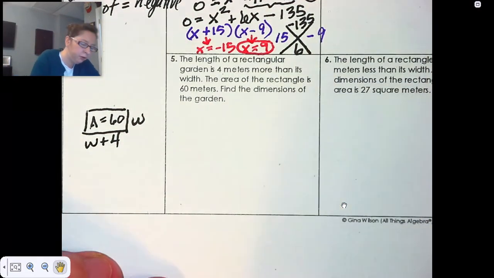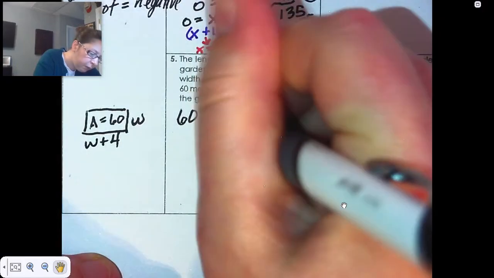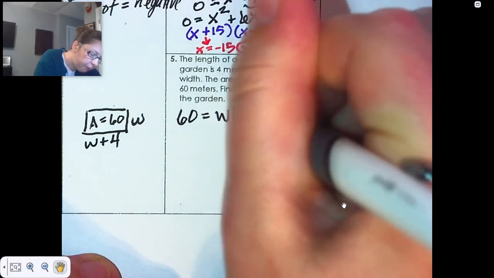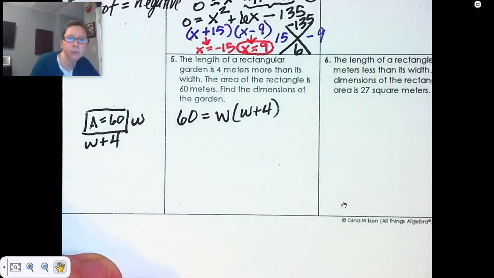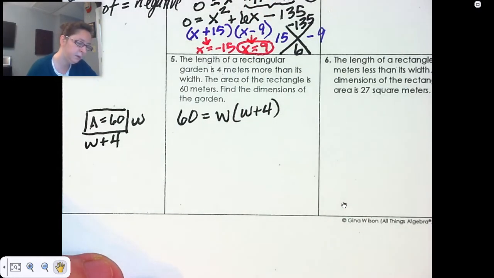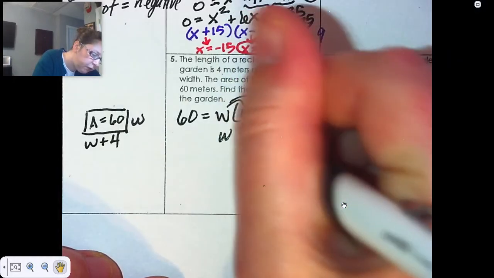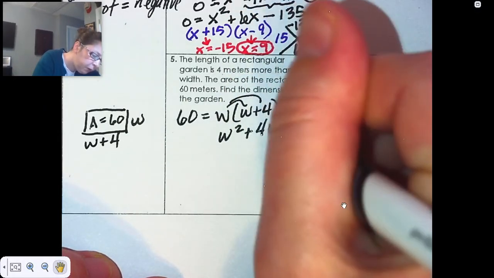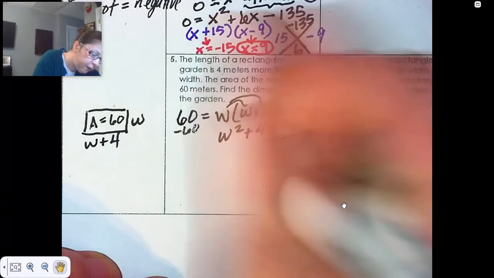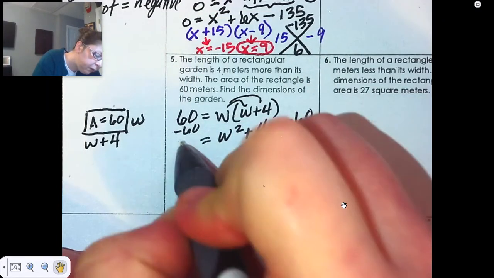Okay. So area 60 equals, we need to multiply the length and the width together. Okay. Now we're ready to do step 2, which is to simplify it and set it equal to 0. So distribute the W. I have W squared plus 4W. And remember, I want to subtract that 60 from both sides so that it equals 0.